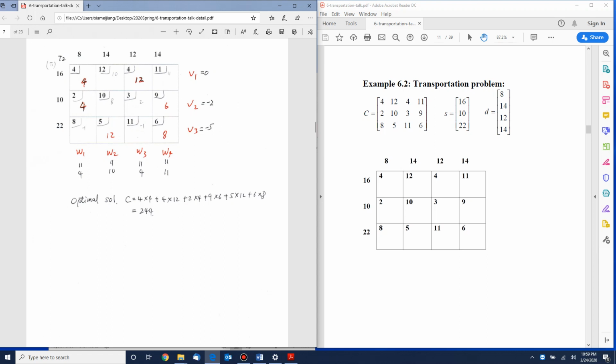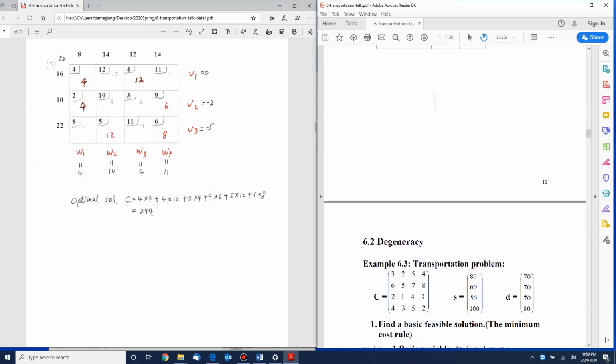So we have it at what? x11 equals 4, x13 equals 12, x21 equals 4, x24 equals 6, x32 equals 12, and x34 equals 8. Now let's see more examples.